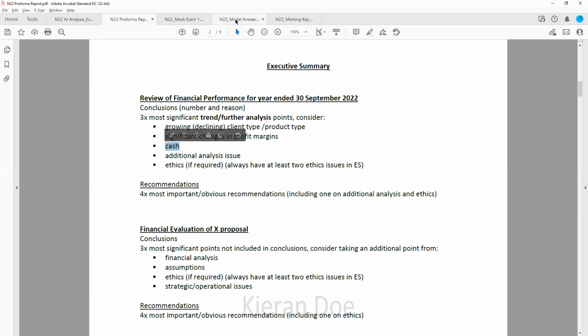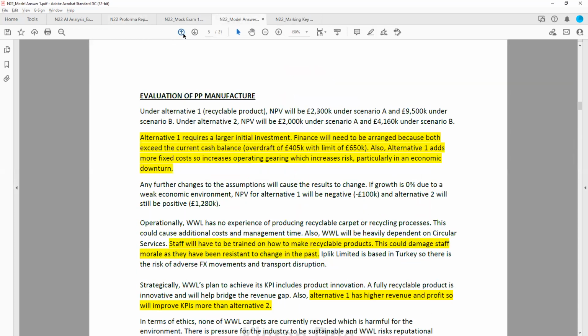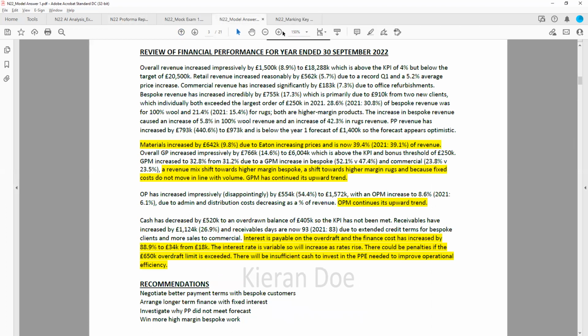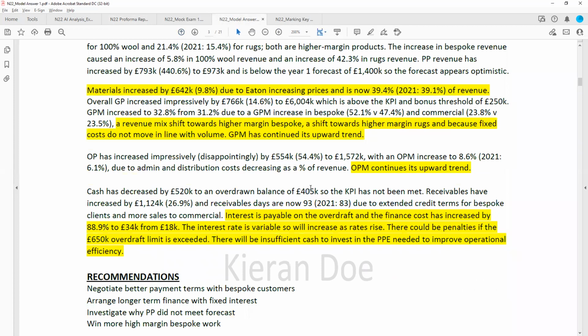We could add some more on that, because we know that in our conclusions, we had a single point on cash. We said that cash is overdrawn. So cash has decreased. It's an overdrawn balance. The KPI hasn't been met. We had a brief reason there saying receivables, but that was in our conclusion. So that's in our exec summary to begin with. But then we could add in some further analysis.